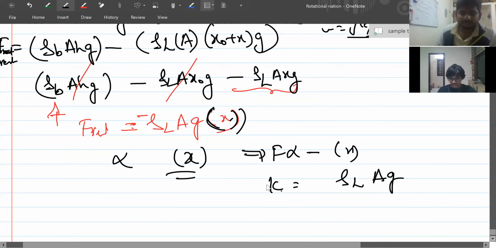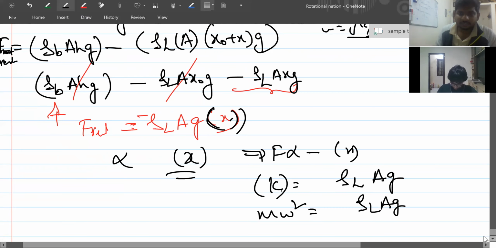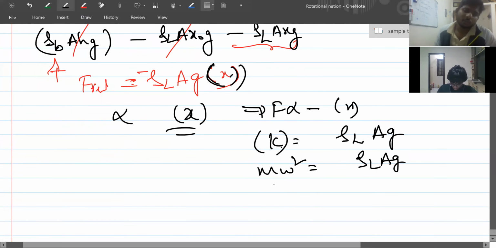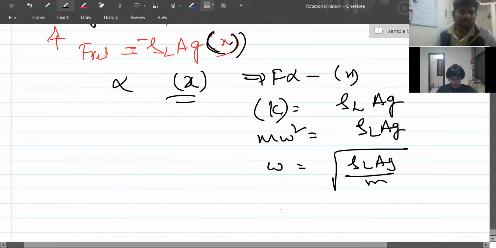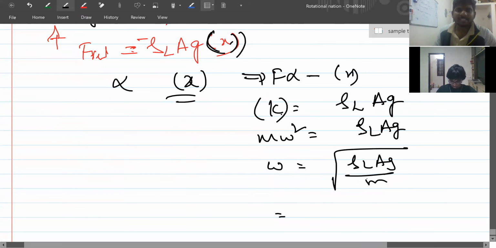From the diagram, the constant can be written as m omega square, right? That is rho L into A into g, right? So now omega is equal to root over rho L A g by m. Now you see, the answer is this one.